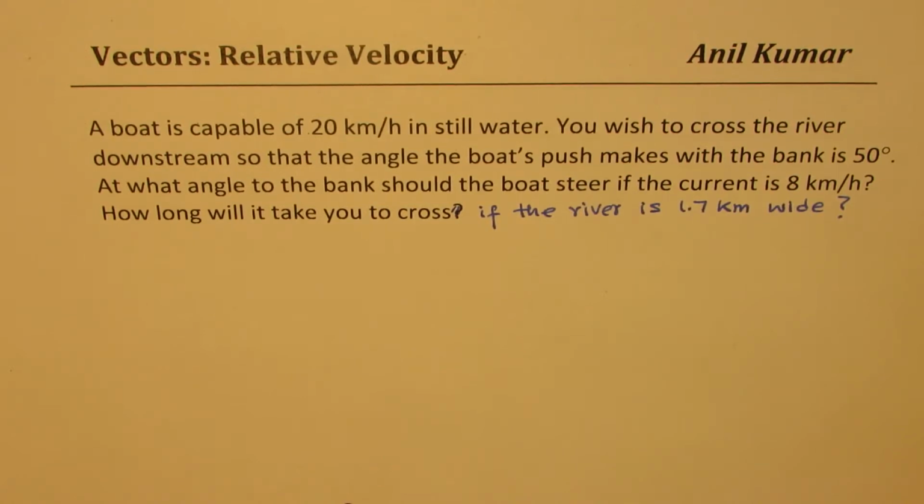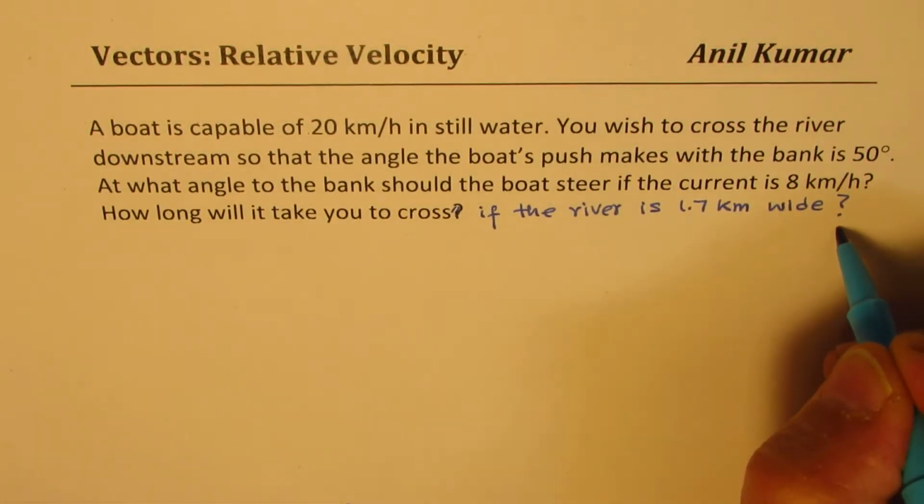The question here is, a boat is capable of 20 kilometers per hour in still water. You wish to cross the river downstream so that the angle the boat's push makes with the bank is 50 degrees. At what angle to the bank should the boat steer if the current is 8 kilometers per hour? How long will it take you to cross if the river is 1.7 kilometers wide? You can always pause the video, answer the question, and then look into my suggestions.